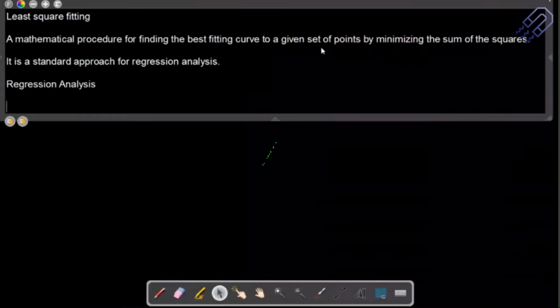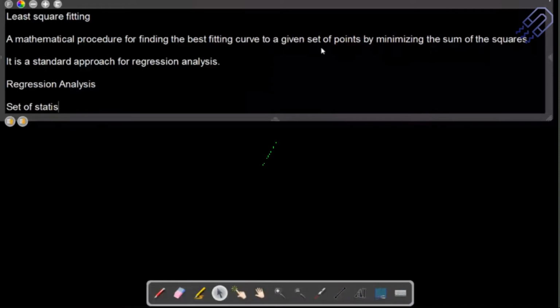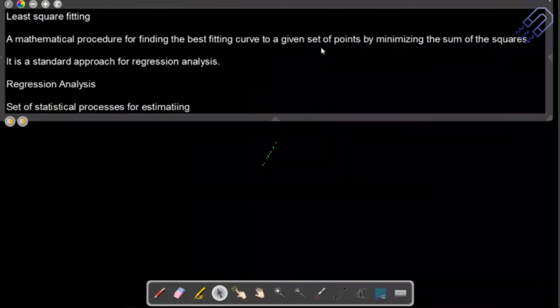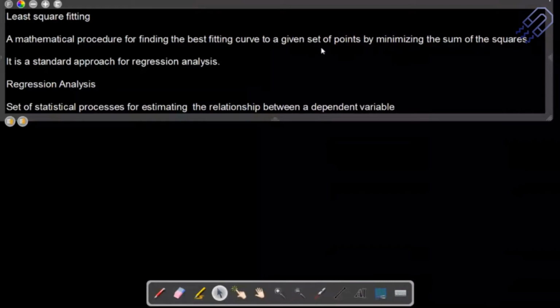Regression analysis is a set of statistical processes for estimating, and these estimates are usually quite good, the relationship between a dependent variable and one or more independent variables.